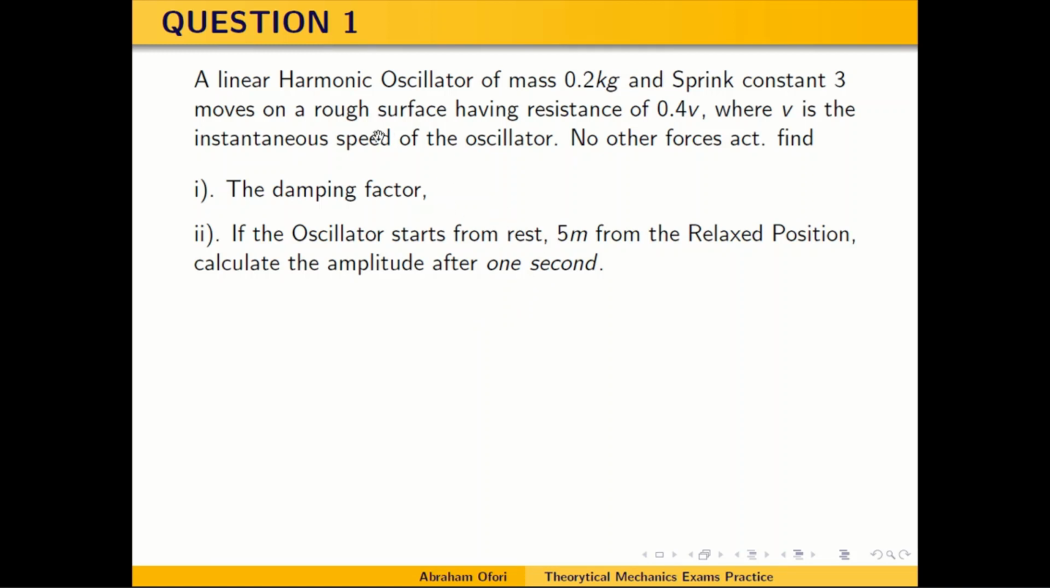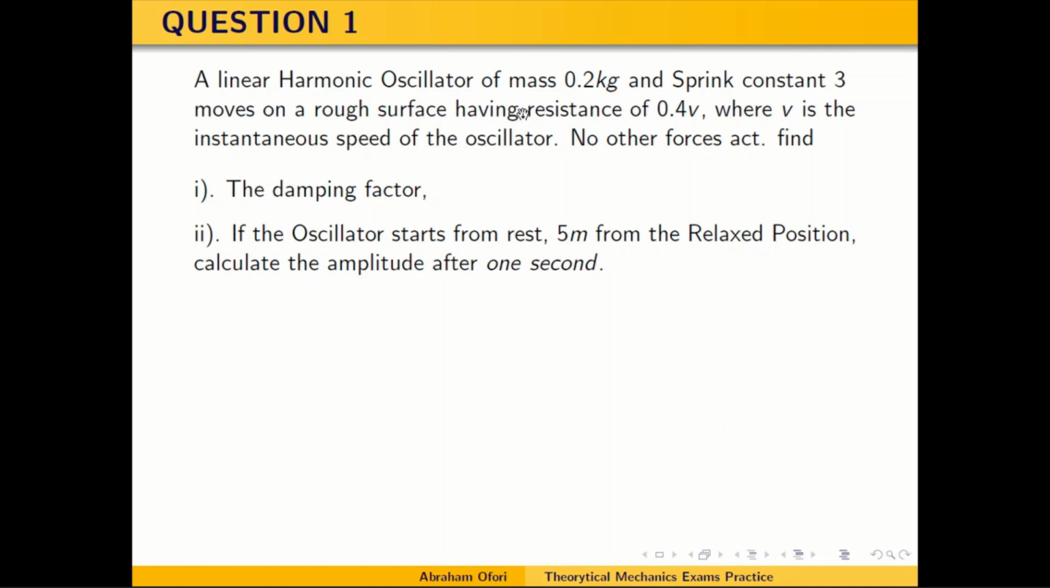Okay, so let's analyze some things here. A linear harmonic oscillator of mass, so the mass of the oscillator is what? 0.2 kilogram. The spring constant of the oscillator is what? 3. Now it moves on a rough surface. It means the movement of the oscillator would be impeded or resisted, the rough surface will be resisting it. It wouldn't make the movement smooth, it will be just reducing how fast you want to move.